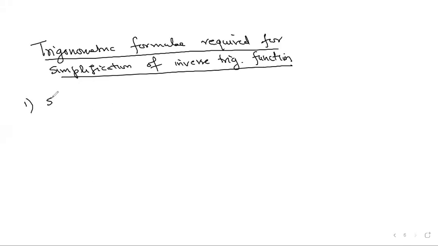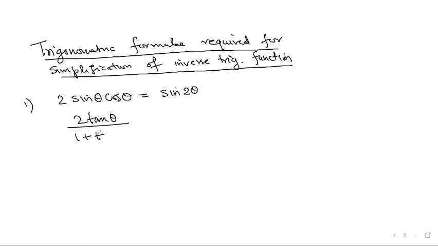First thing I need sine 2 theta's formula. I'll write the formula reverse way because the way we are going to apply. 2 sine theta cos theta, if you see, you must write it as sine 2 theta. 2 tan theta upon 1 plus tan square theta. If you see this, what you'll write it as? Sin 2 theta. That is also sine 2 theta.